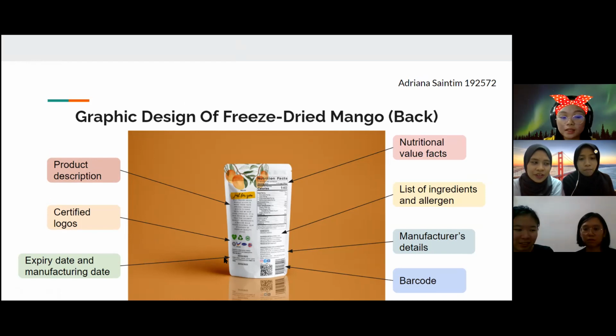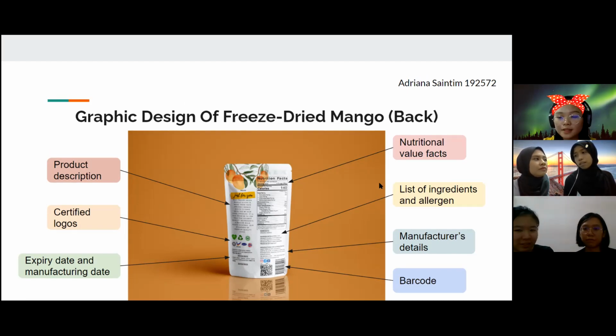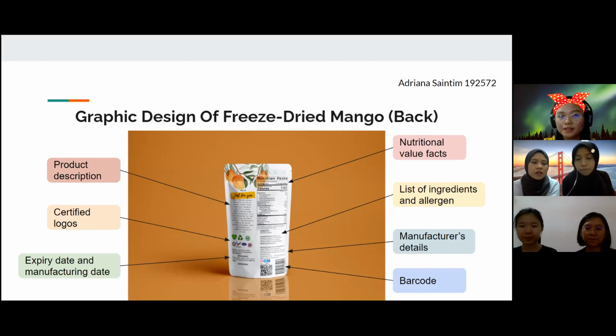We have also included the expiry date and manufacturing date, and the nutritional value facts, which is very important for someone who would like to watch their diet, and also the list of ingredients and allergens, so that people actually know what our product contains, and they can be cautious if there are any traces of allergens such as soy or nuts. And then there are the manufacturer's details, such as the contact number and the emails.